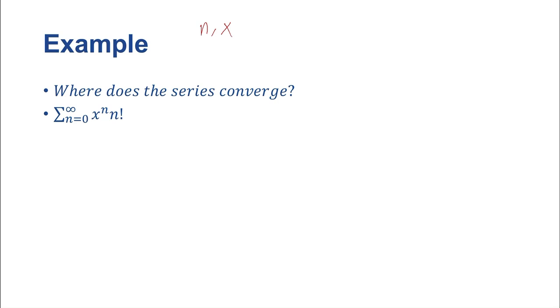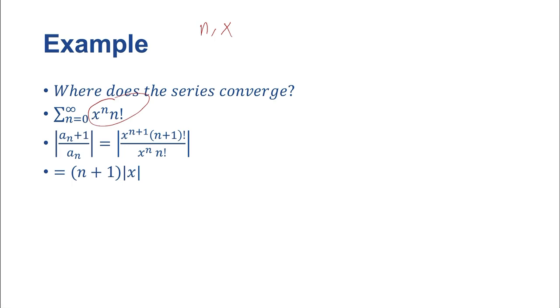Okay, now we're going to use the ratio test to prove whether the series converges or diverges. So we take a sub n plus 1 over a sub n, absolute value. We don't really need the absolute value because these are all positive. So that's x to the n plus 1 times n plus 1 factorial over x to the n times n factorial. And this is equal to n plus 1 times x. Now, if we take the limit of this, this is going to go to infinity. As n gets arbitrarily large, the n plus 1 is going to dominate.